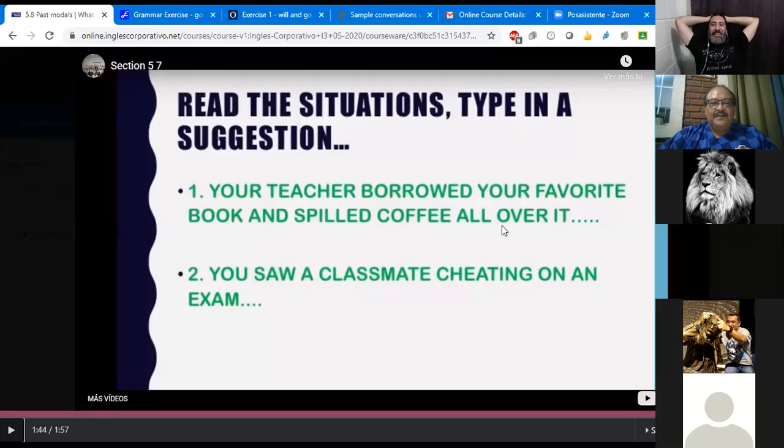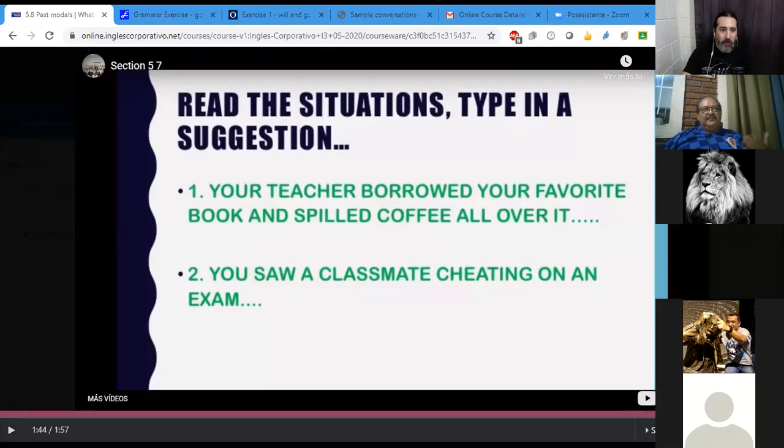Okay, yes, Herbert, but remember that you had to use have plus past participle. Because the one you have there is in present. But we're talking about something that is already done. The structure is okay. You should have told him that that book was very important for you. You should have asked him to take good care of that book because it was a treasure for you.